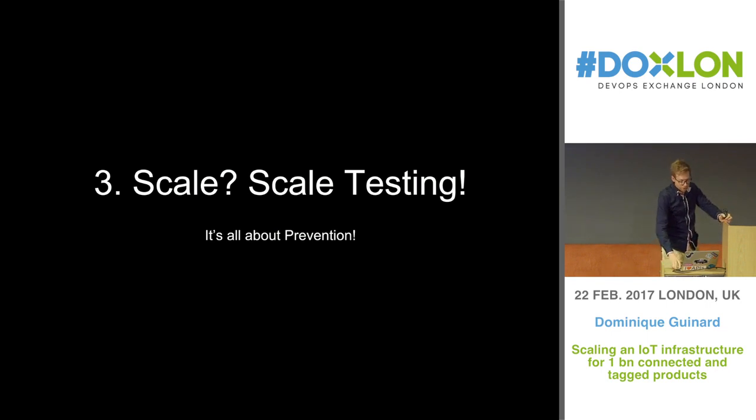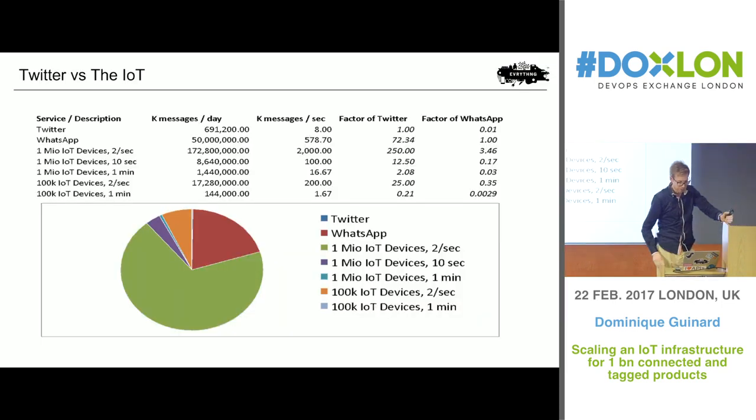Another thing that's very challenging with IoT is scale, obviously. And there, what we do is a lot of scale testing and preventive testing. When you start tackling IoT challenges, it's interesting to look at the numbers, right? So I have this graph when I try to explain to our customers that scaling IoT is hard.